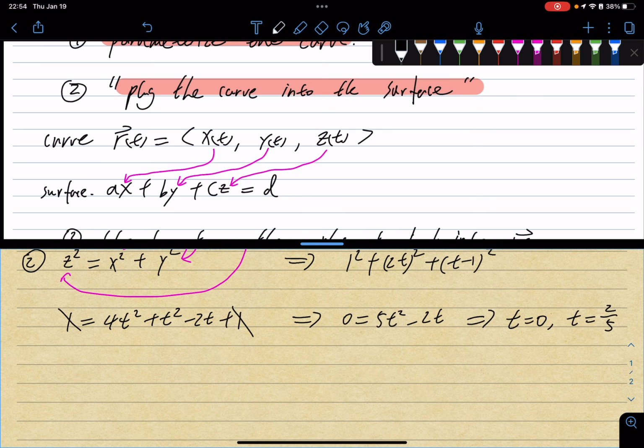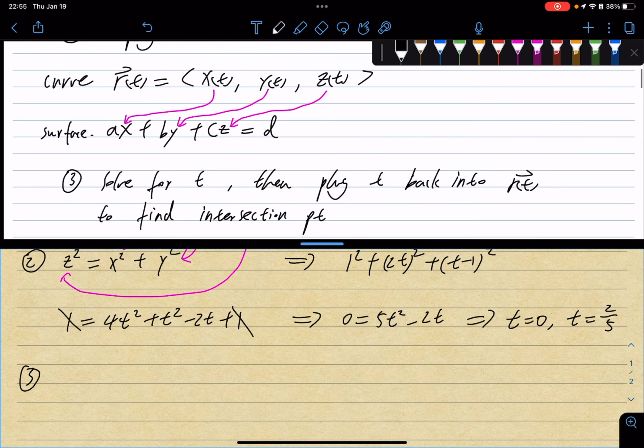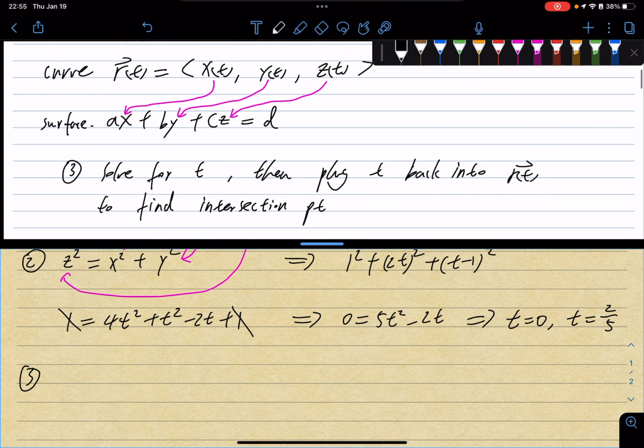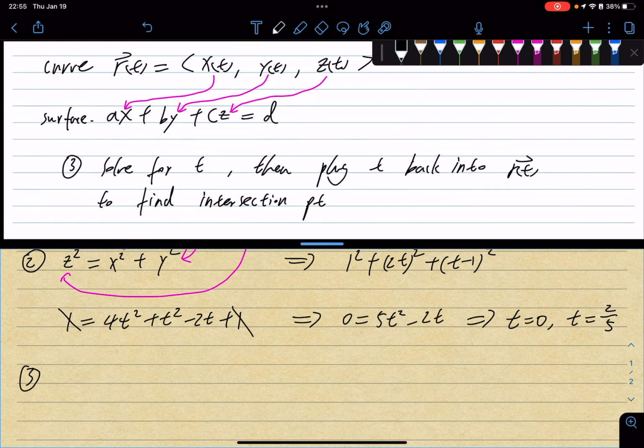Once we have step 2, we have obtained the value of t at which it intersects. We solve for t, and we can plug it back into r of t to find the intersection point. We can plug into the equation of the plane. We can also plug into the equation of the line, but I personally prefer plugging back into the curve because it's just a bit easier to obtain the answer.